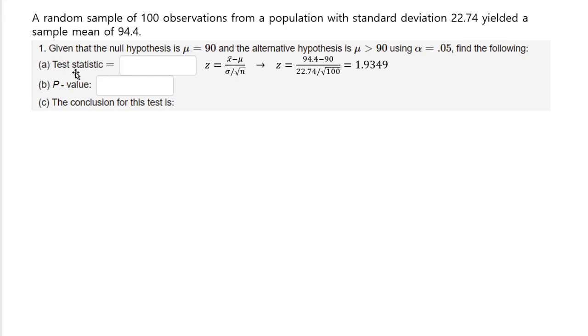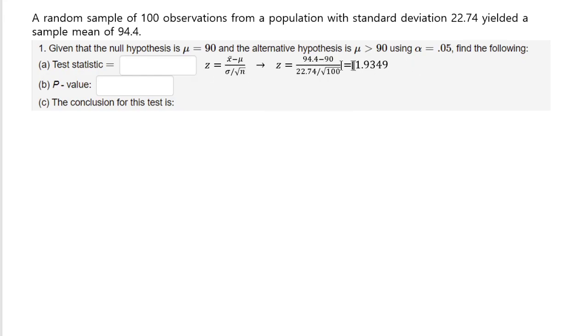So first, the test statistic is the z-score, and you calculate the z-score by this formula here. X bar is always the sample mean, mu is always the population mean, sigma is the standard deviation of the population, but if your sample size is 30 or greater, you can rewrite this as the sample standard deviation if there's no population standard deviation. And then n is the sample size. In our case, the sample size is 100, so we have to divide by square root of 100. I plug in the other numbers and we get 1.9349.